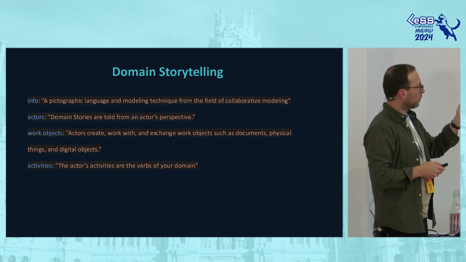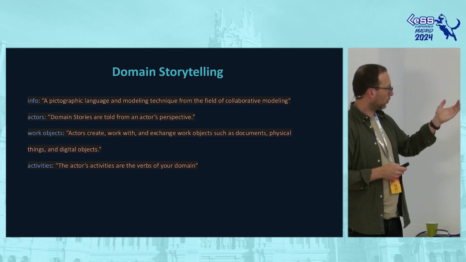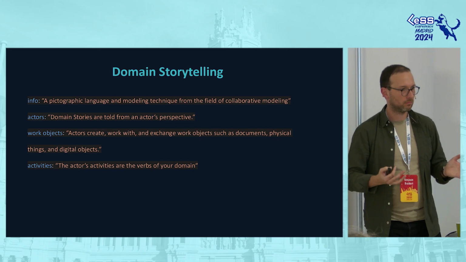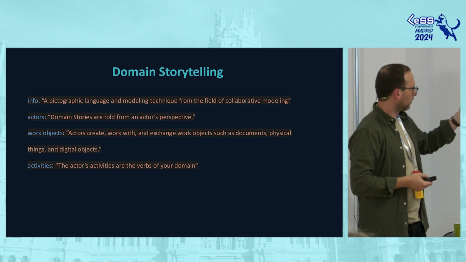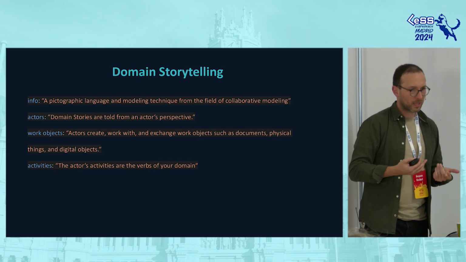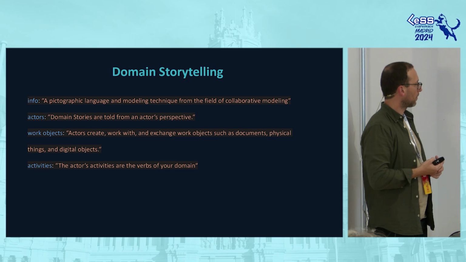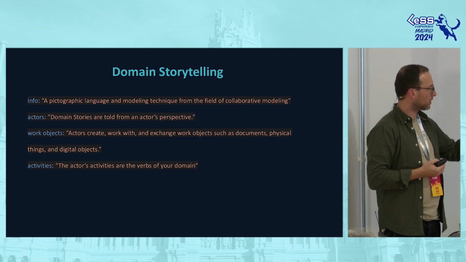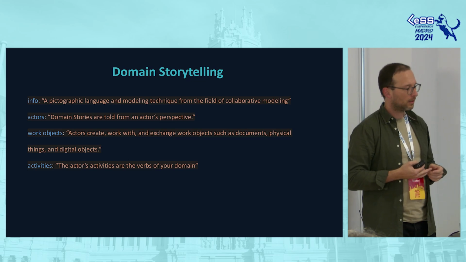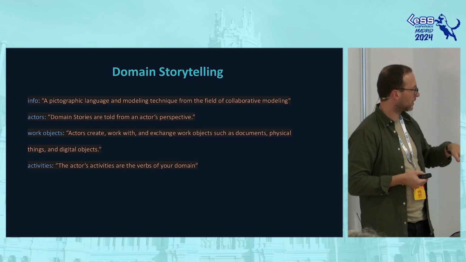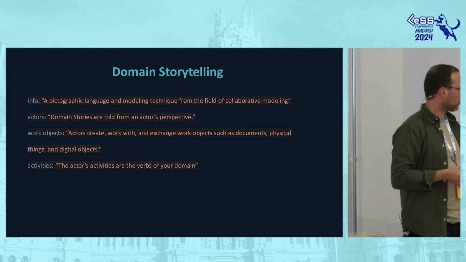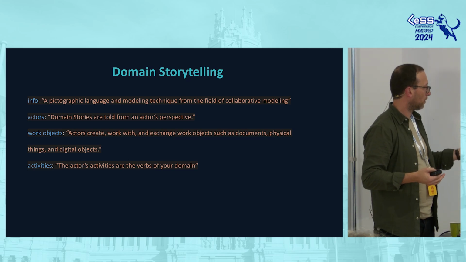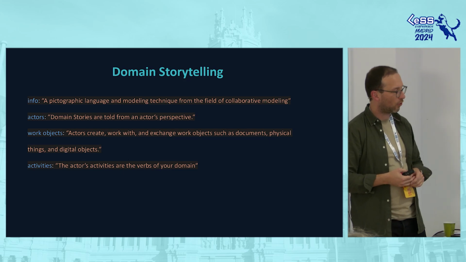So domain storytelling consists of actors, work objects, and activities. It's not that much, it's simple. Domain stories are told from an actor's perspective. They have some work objects. Actors create, work with, and exchange work objects, such as documents, physical things, and digital objects. And they do activities, right? The actors' activities are the verbs of your domain.